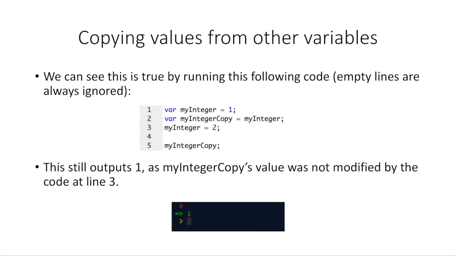So, and we can actually see that this is true, because if we then change the value of the original, let's say we changed myInteger and we now set that to 2, but at the end we print the copy, it still holds the value 1. You see, you have to read the code from the first line on down to see what's happening.